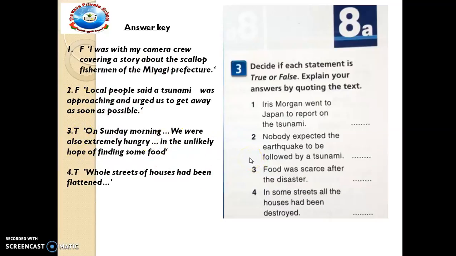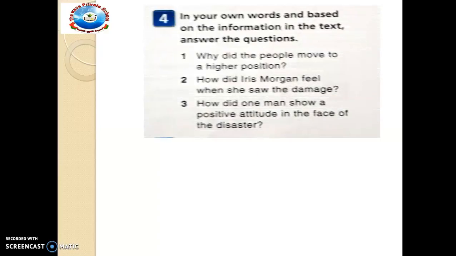Good? Now let's see what you can do in your own way to answer questions on a test from exercise 4. That will be in your own words, and based on the information in the text, answer this question. Why did the people move to a higher position? So pause this video, read the text, and answer questions 1 to 3. Why did they move? Okay, you can cross-check your answer.